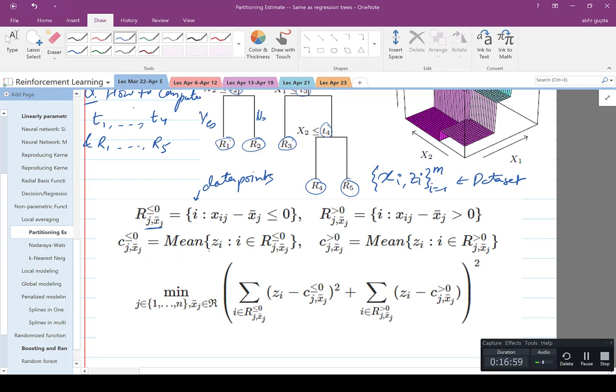Okay, and then you come up with the mean of zi for all the i's in this particular region, and you store it as this value c, and the same thing you do for the mean of zi in this other region, and you store it as the value of c greater than 0. And then the goal is to minimize over all possible coordinates j and over all possible thresholds x bar j, such that you minimize this whole, sorry, there should be a square here and there should not be any square here. So you want to minimize the overall mean square error between the zi's and the constant values, ci's, that you have computed here. So this is where ci goes and this is where rj goes. So you're summing it over all zi's within this particular set of data points.